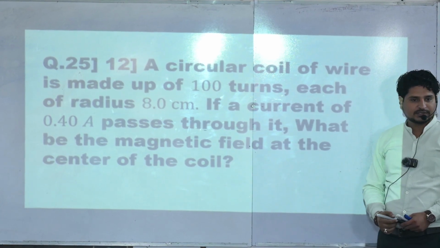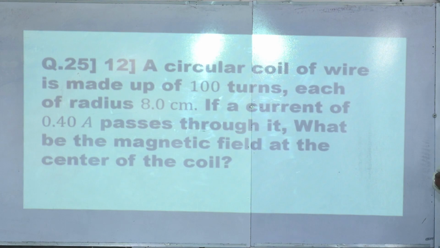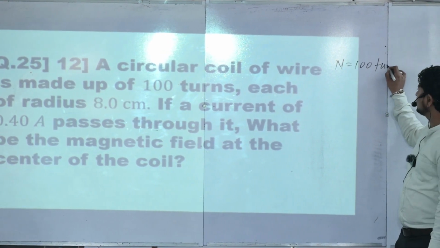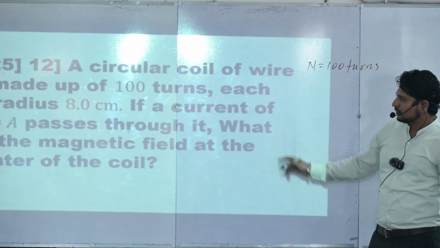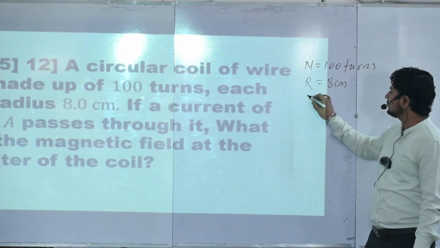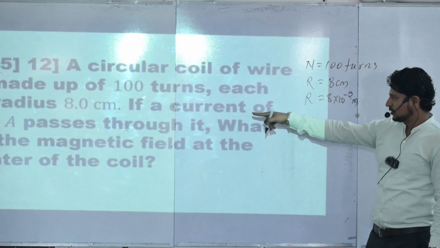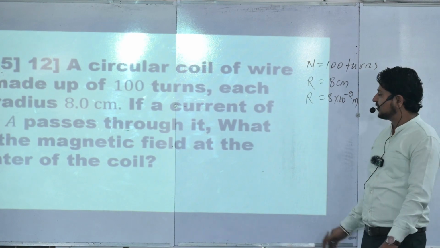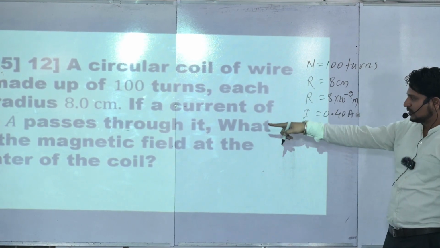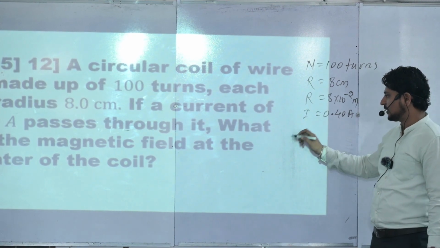is made up of 100 turns. Circular coil है, कितने turns से बनी हुई है? 100 turns. तो 100 turns का मतलब क्या हुआ? Capital N का value कितना है? 100. Each of radius R 8 cm. So R is equal to 8 into 10 to the power minus 2 meter. If a current of 0.40 ampere, so I is equal to 0.40 ampere passes through it, what will be the magnetic field at the center of the coil?